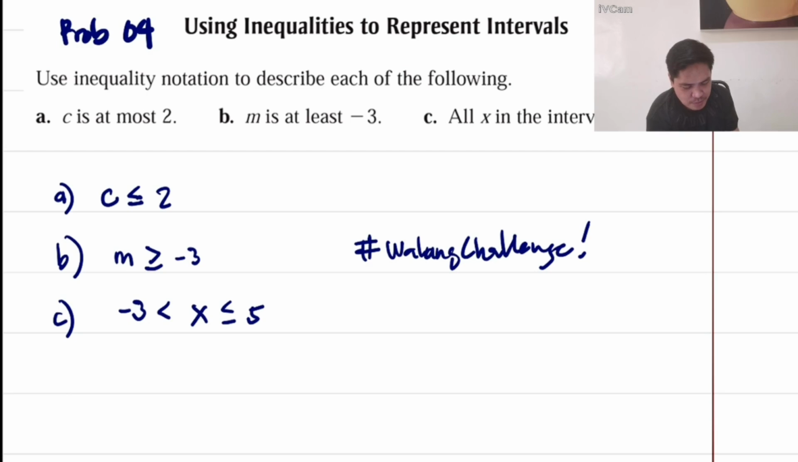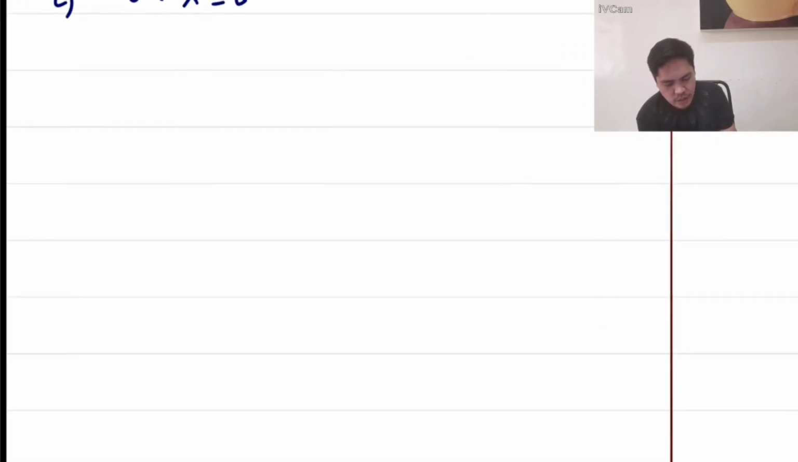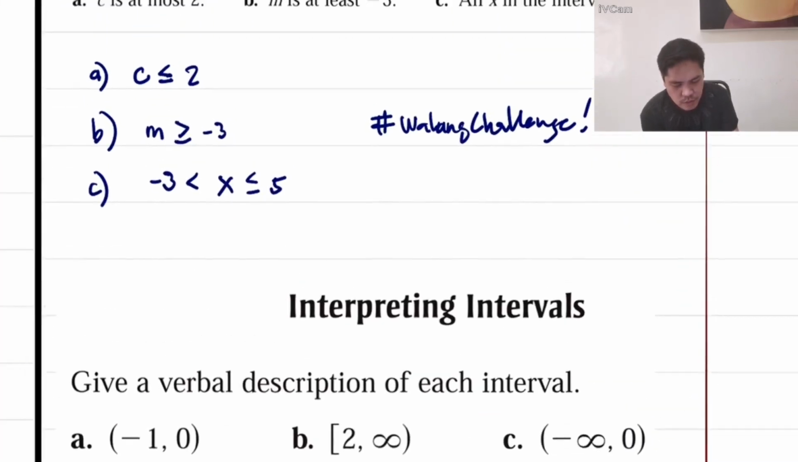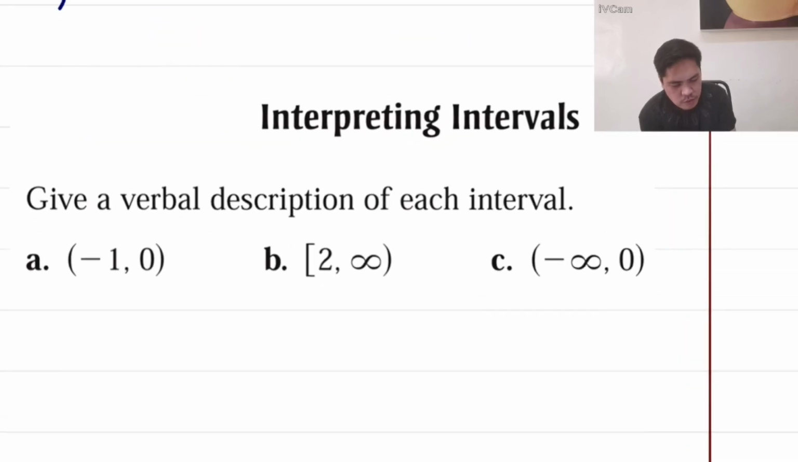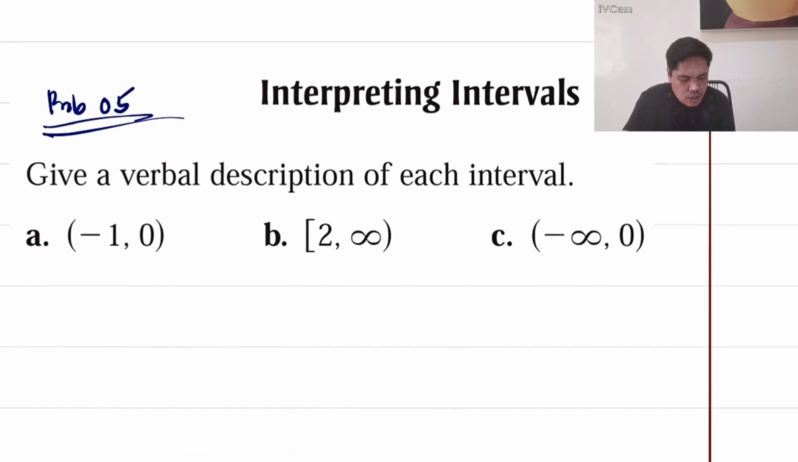For our next problem, let me look for it again. Is this problem 5? Okay, it's problem 05. For problem 05, interpreting intervals, give a verbal description of the interval. That's the challenging part here, because it's in English.